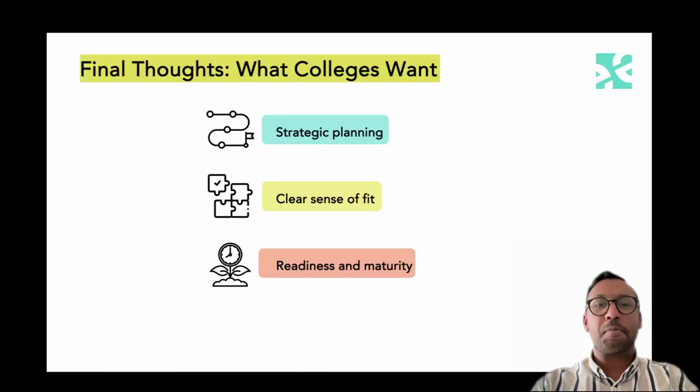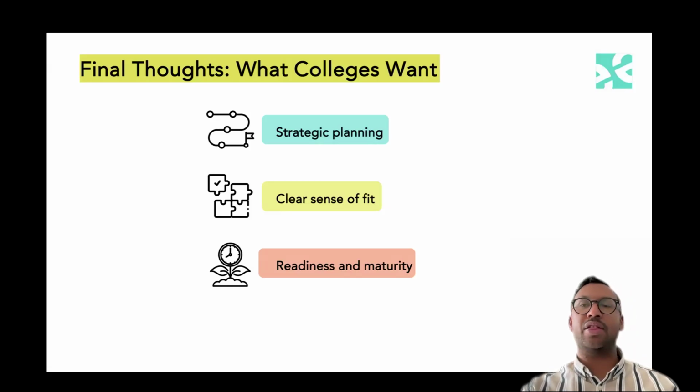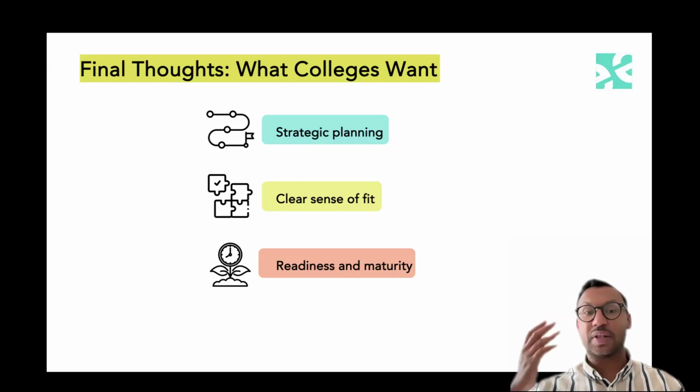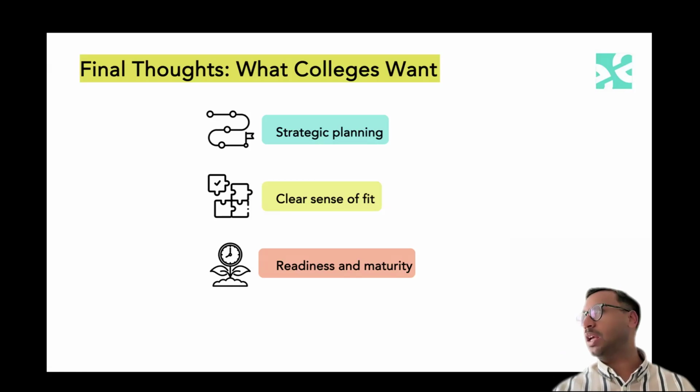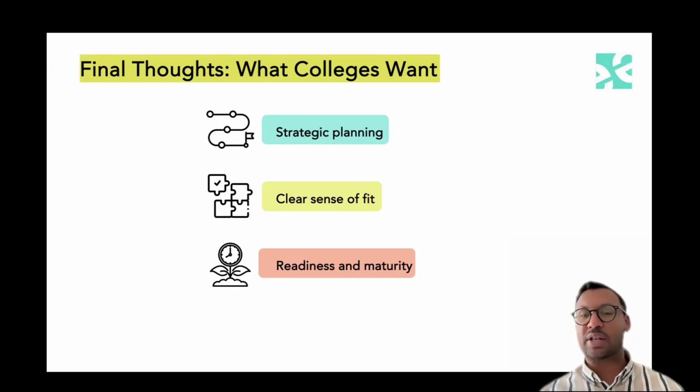So, final thoughts. What colleges want? They want students who've really thought about their application. So, strategic planning. Are you thinking about the schools you're selecting based on a simple numerical ranking? Or are you really focusing on what is going to be the best for you in terms of your major, in terms of your career goals and aspirations? Perhaps it's graduate school, perhaps it is going into the workforce directly. So, thinking about the programs offered and how it's going to prepare you for the next step is really important. Have a clear sense of fit.